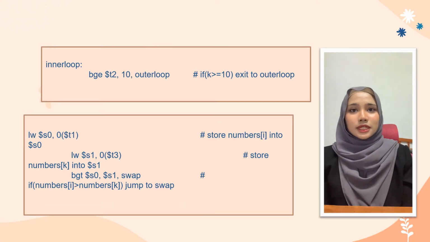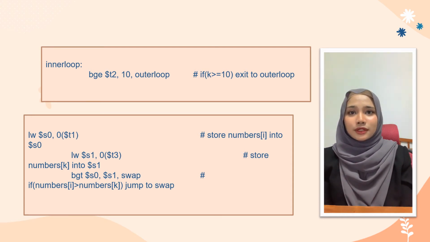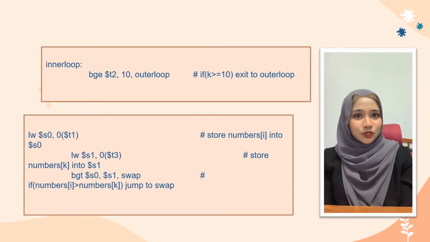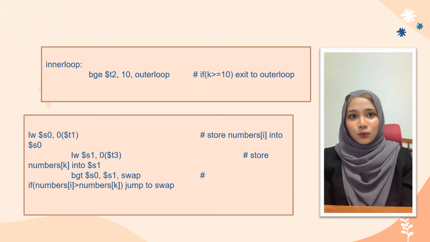At the inner loop section, we use BGE, which means branch on greater than or equal, to compare if register $T2 is greater than or equal to 10, which in the C++ programming language is if k is greater than or equal to 10, it will exit to the outer loop. We use LW, which loads word numbers of register $T1, which is numbers[i], into register $S0, and loads word numbers of register $T3, which is numbers[k], into register $S1.